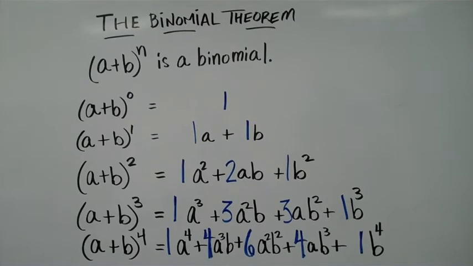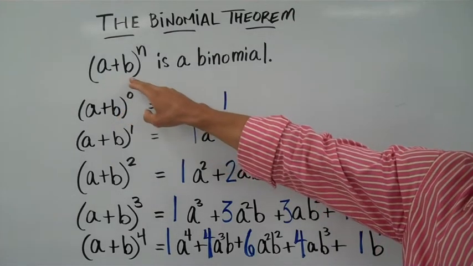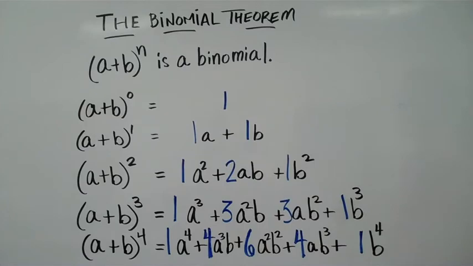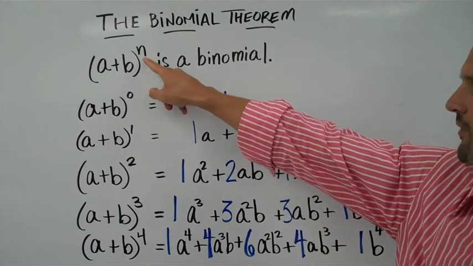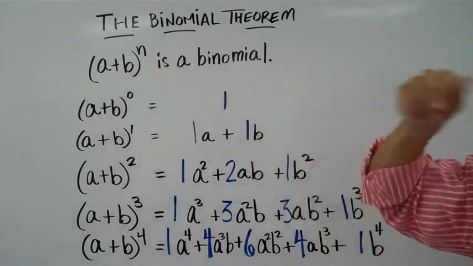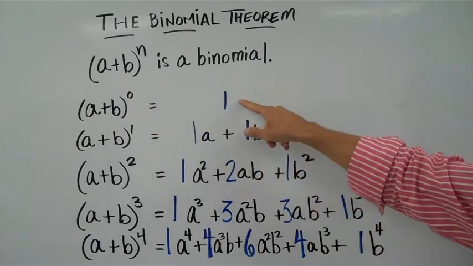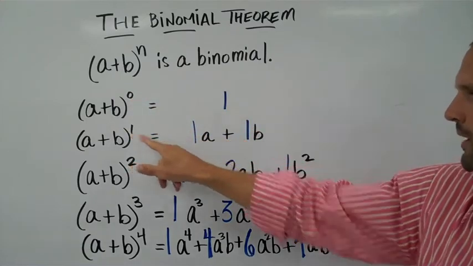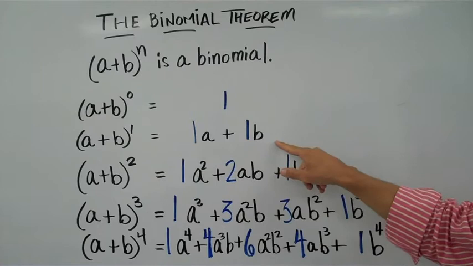One of the important parts of algebra is the binomial theorem. Now, a plus b has two terms, a and b. That's why it's a binomial. We can raise it to different powers. Well, a plus b to the 0 gives us 1. A plus b to the 1 gives us 1a plus 1b.